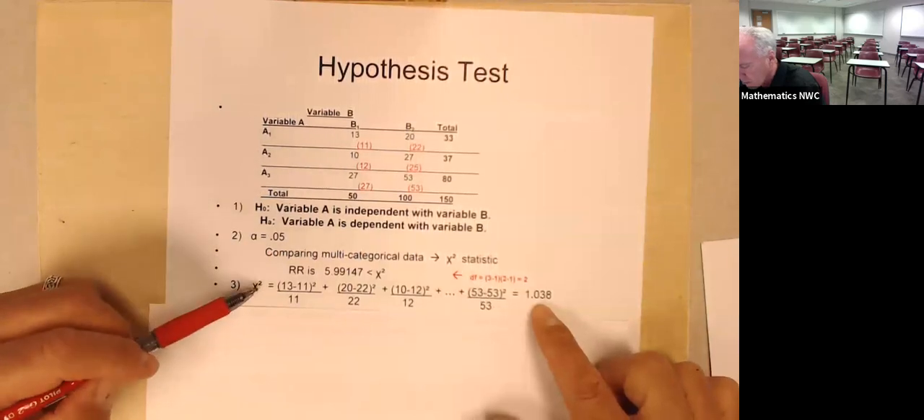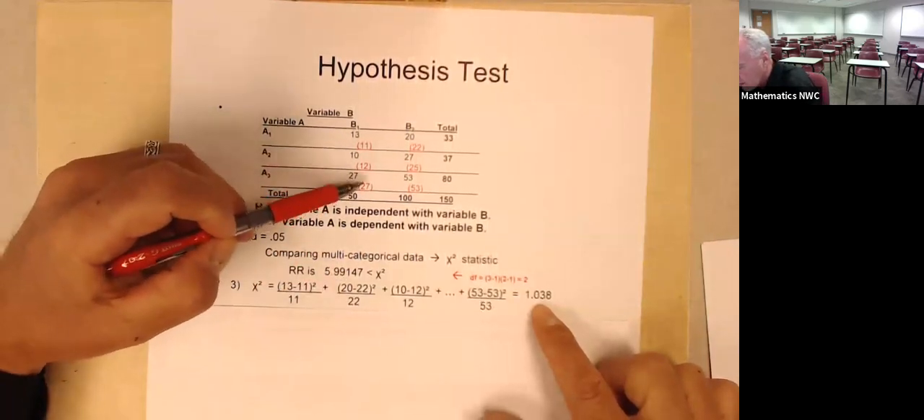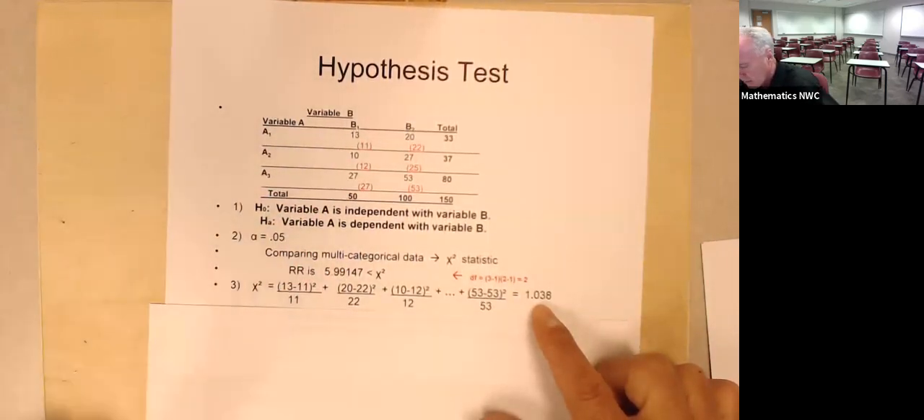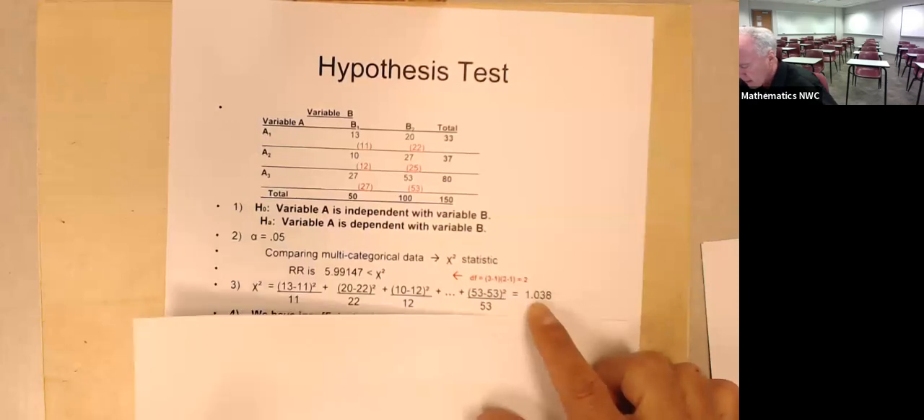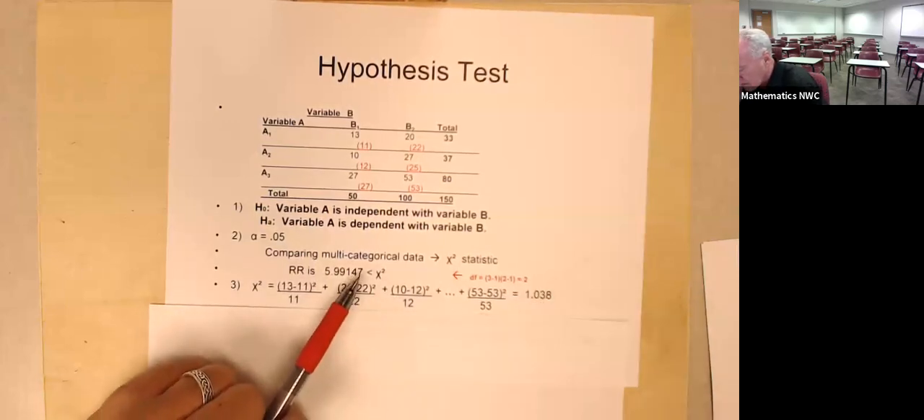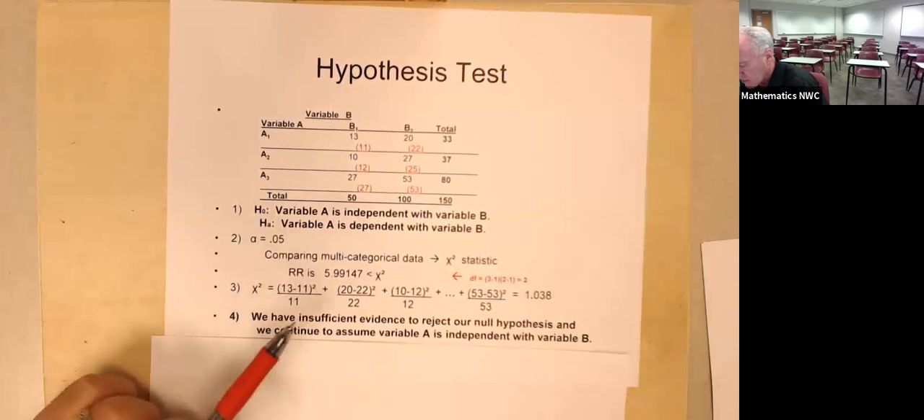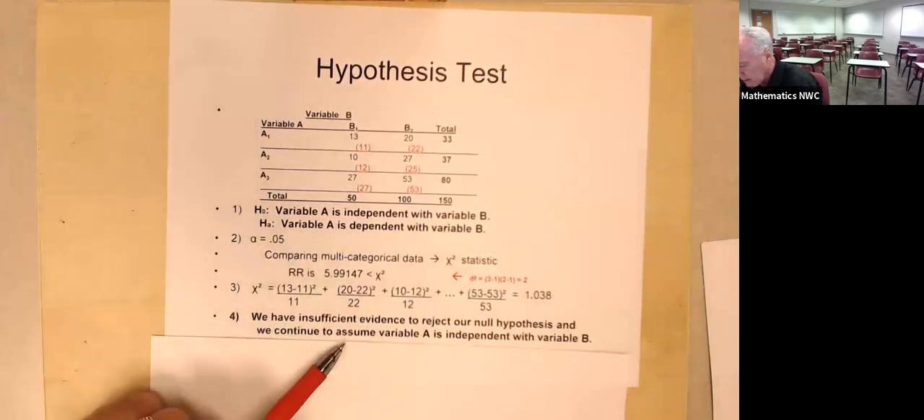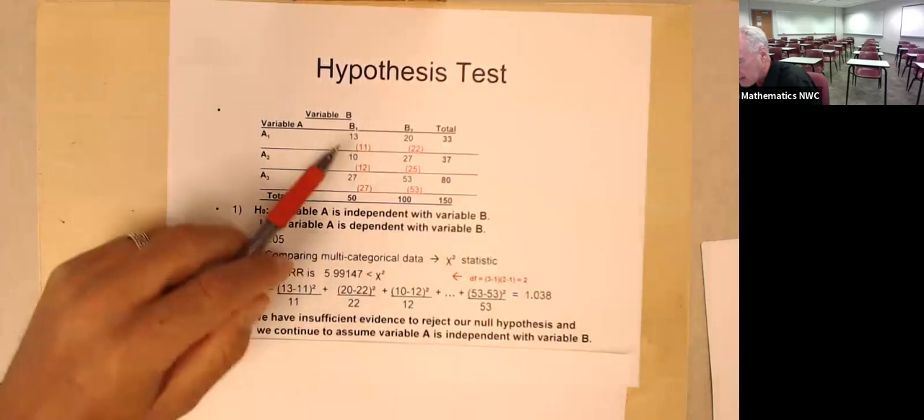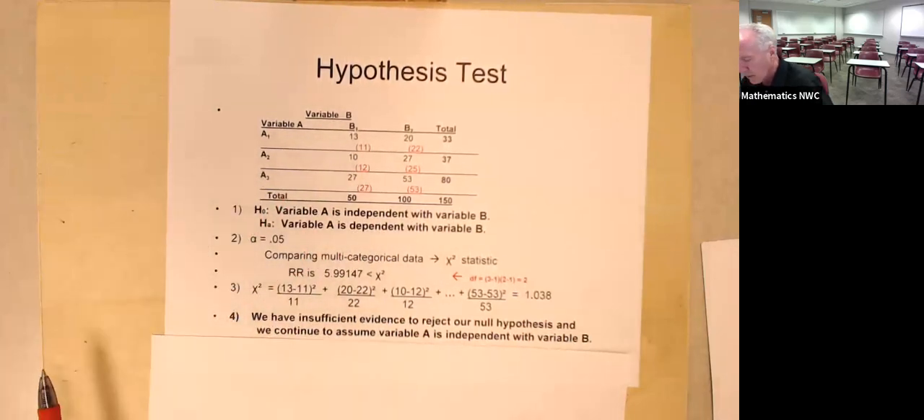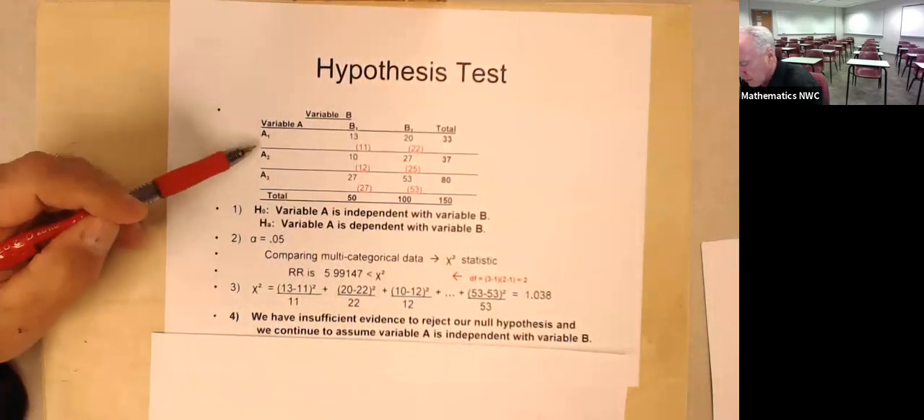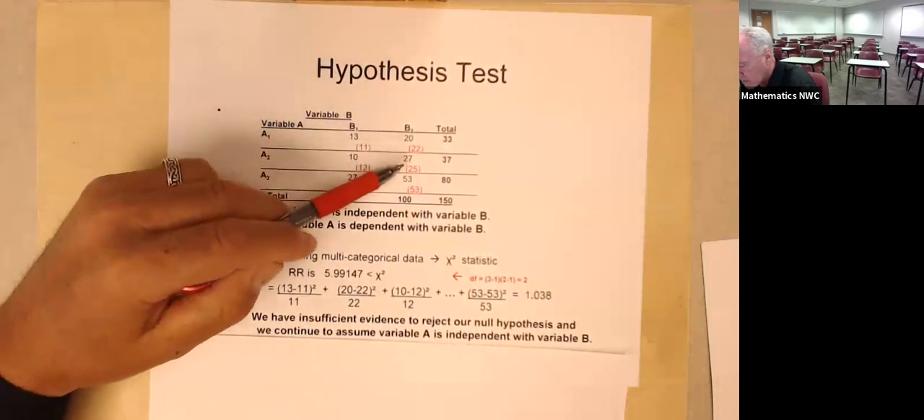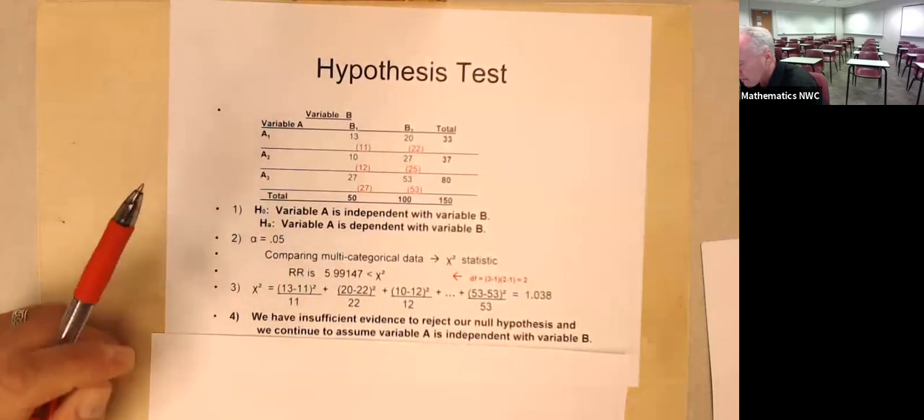Notice I had a very small chi-squared. It's because what we expected, we were really close every time. Because it's a small chi-squared, it's not in the rejection region. I've got insufficient evidence to reject the null. I continue to assume variable A is independent with variable B. I just used variables A and B, so we would focus on the numbers here, all right?